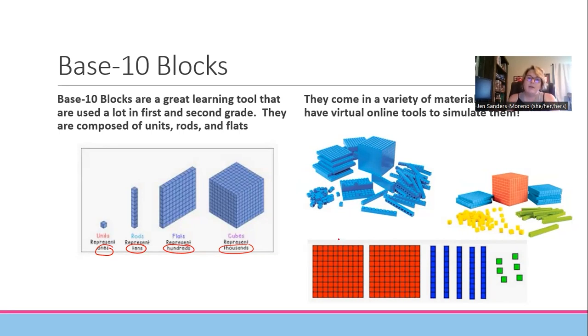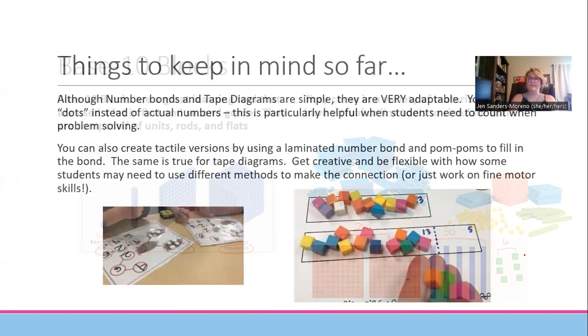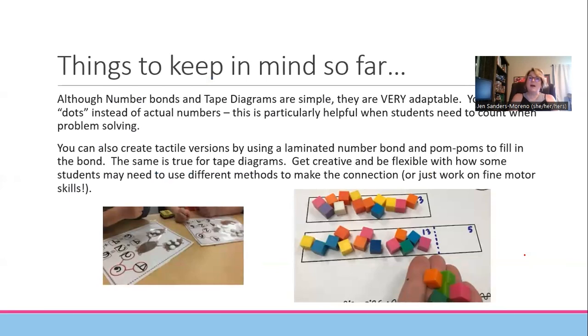So down here, if you look at this one, we've got 1, 2, so this would represent 200. This is 5 tens, so that would be 50. And we've got 6 little units, so that's 6. So this is representing the number 256. Okay, awesome. So just some things to keep in mind.